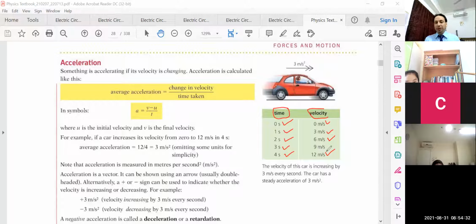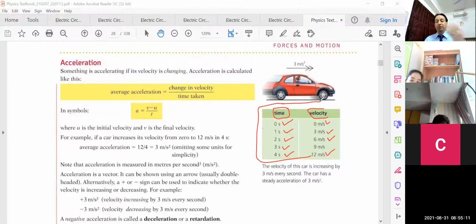Is this table, children, showing an accelerated motion? Please check, children, is this accelerated motion? How can we say that this is an accelerated motion or not? Is there any change in velocity, children? Do you find any change in velocity? Please tell me, yes or no. Is there any change in velocity in this table? Tell me, children. Yeah, sir. Yeah, velocity is changing.